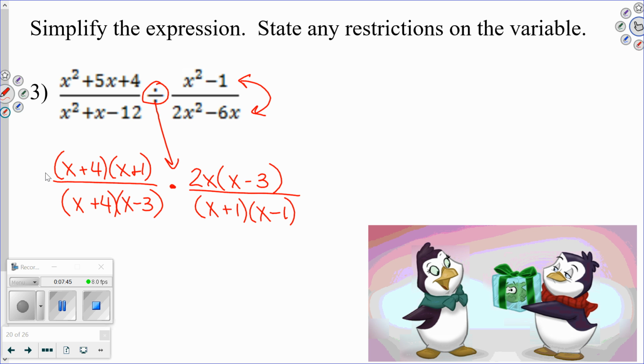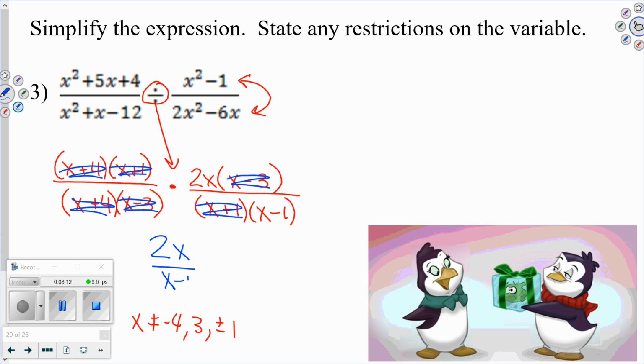All right, restrictions are next. Good. So there's your restrictions. From there, cancel tops and bottoms. So I have x plus 1, I have an x minus 3, x plus 4. So I have 2x left on top and an x minus 1 on the bottom.